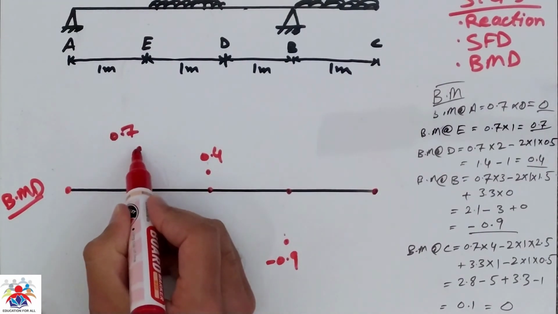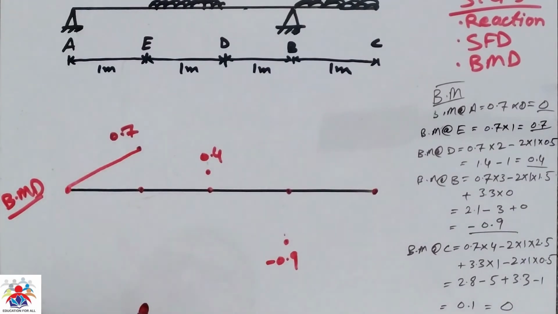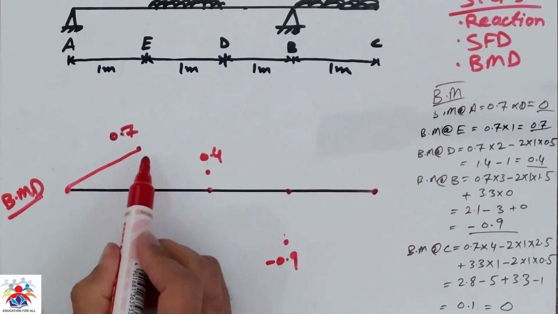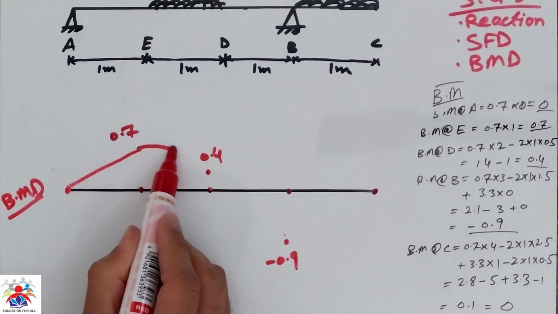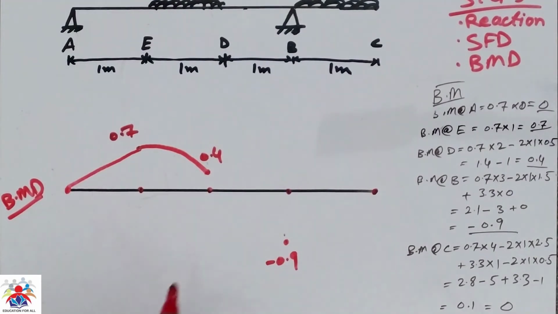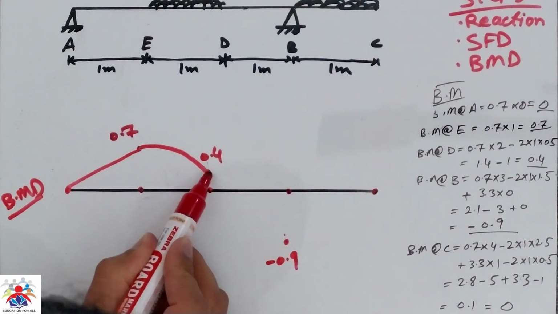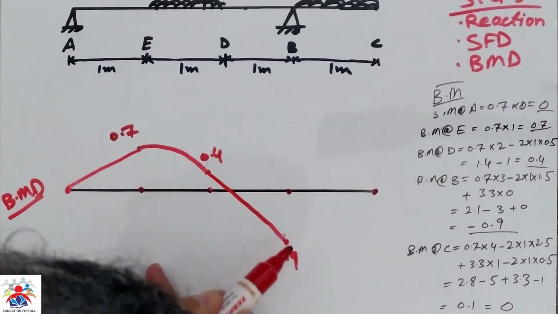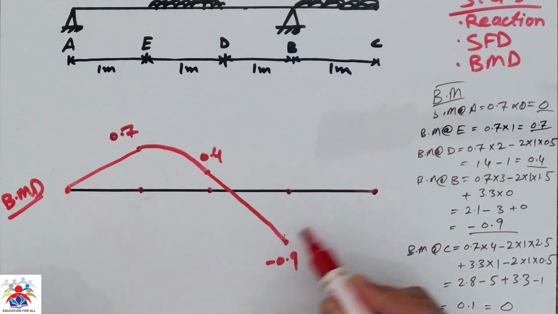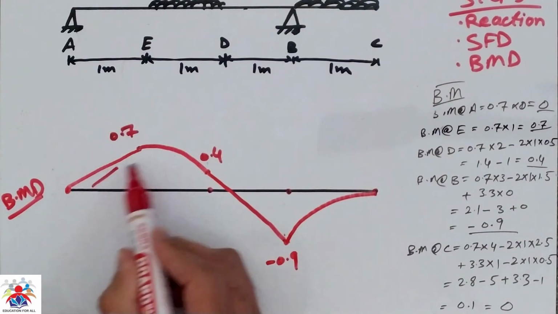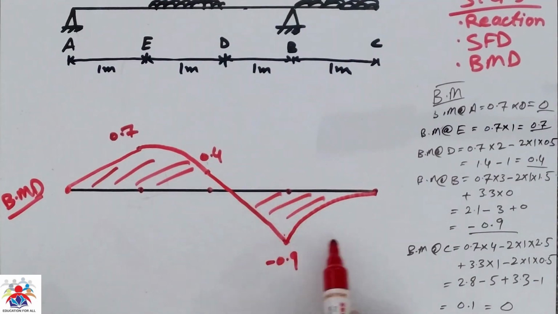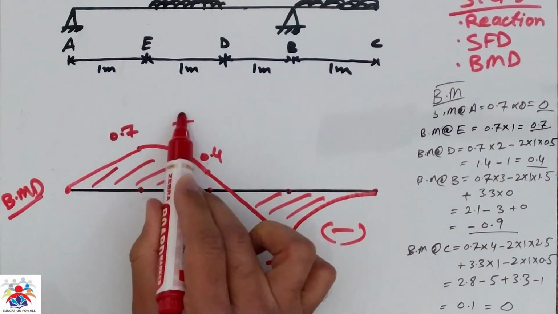How will we connect our lines? From A to E it will be a diagonal line. Okay, from E to D it will be a curved line, a parabolic line. So I will draw something like that. From D to B, it will again be a diagonal line. Okay, from B to C we have UDL, so we will have again a curved line, a parabolic line. So that's how we can draw our bending moment diagram for this type of beam. Okay, so this is my negative zone and that's positive zone.